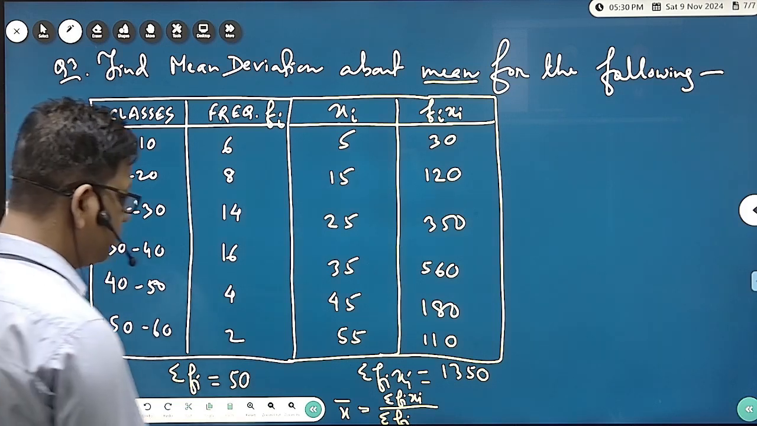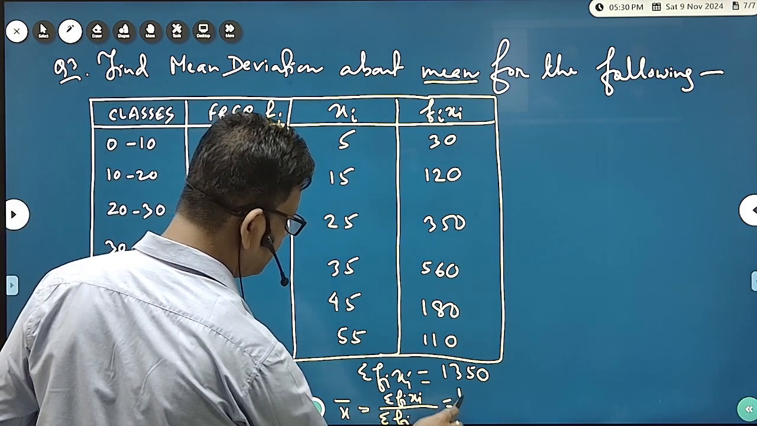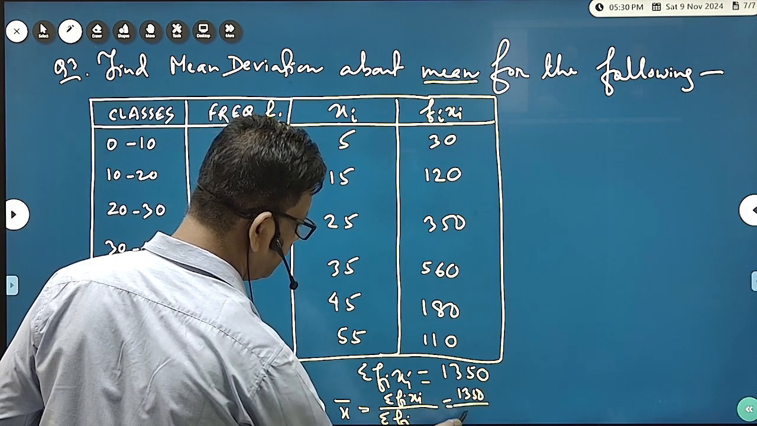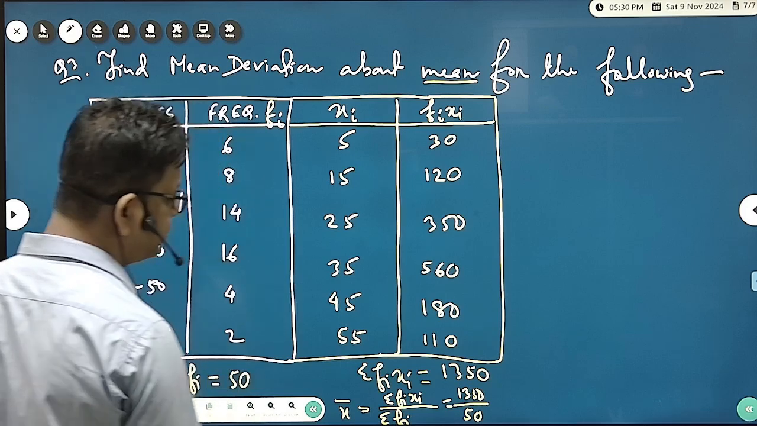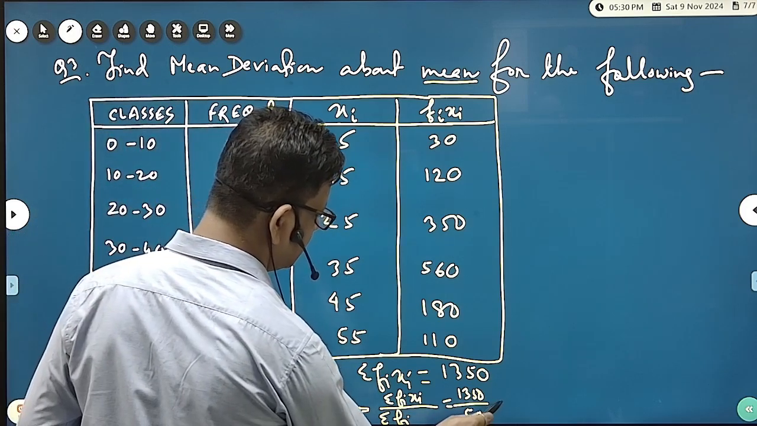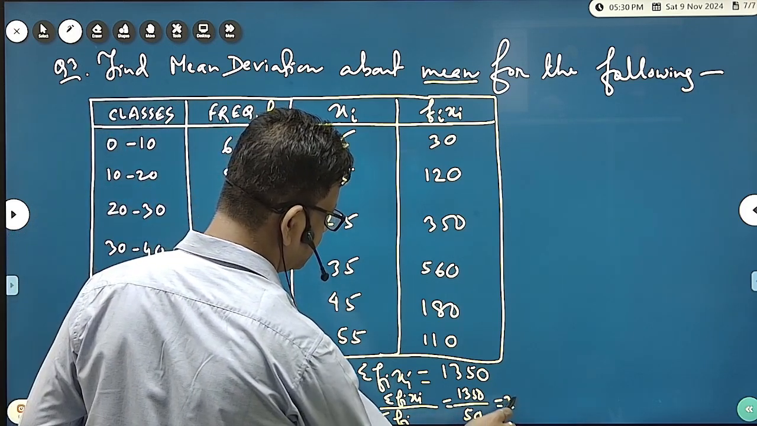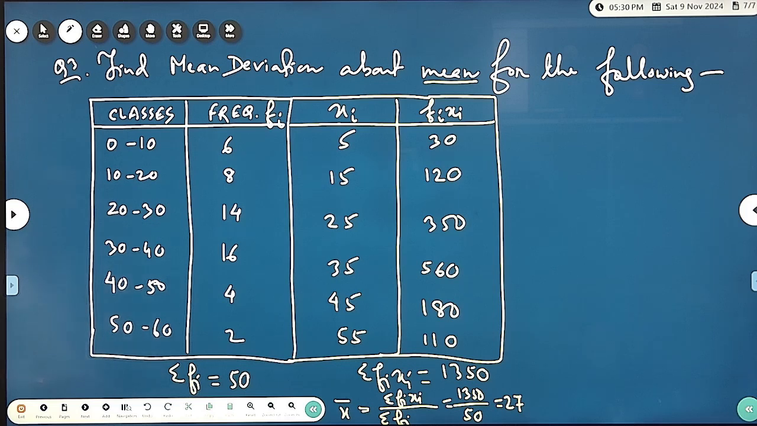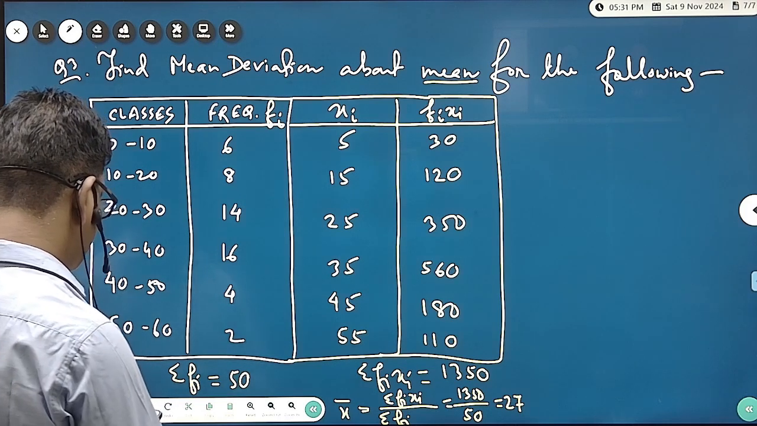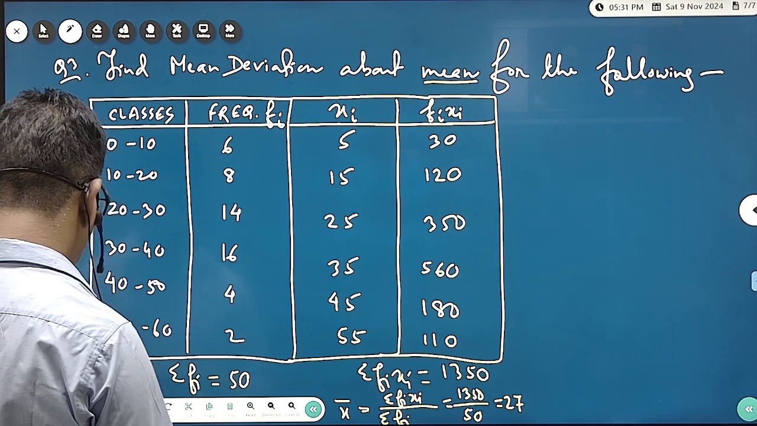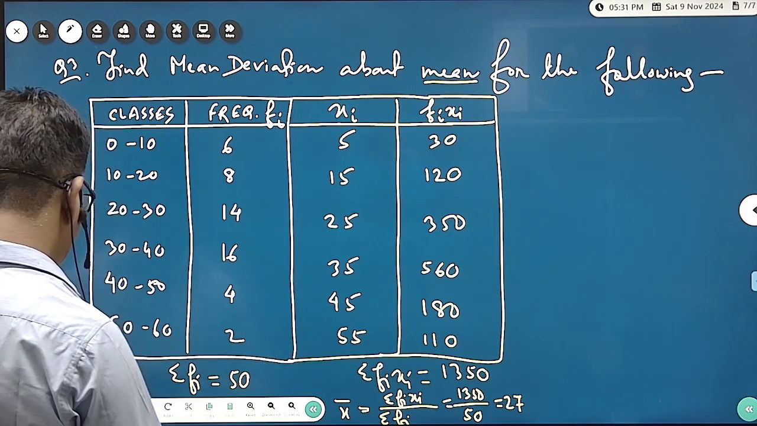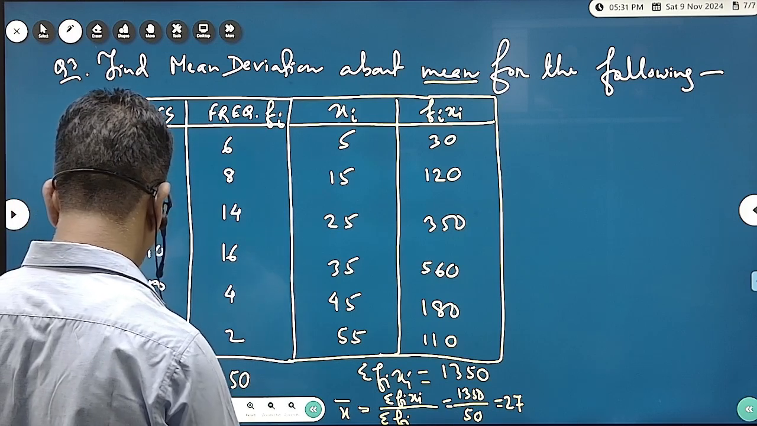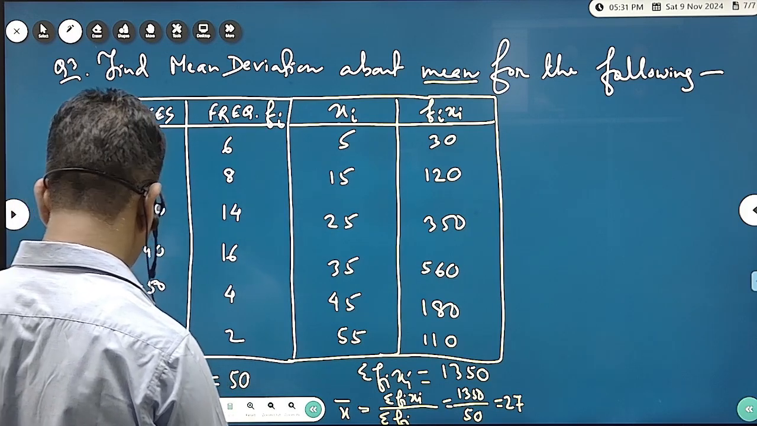Just put the numbers: 1350 by 50. How much? 27. Now see, so we got the mean. Now after getting the mean, we need to get the modulus of all those. So modulus, and since it is a group data, it will take a bit of time to find. So it goes like that, you see everyone.